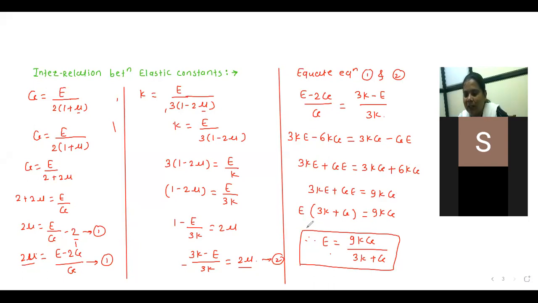From that, E we will take common. So E in bracket, what is remaining? 3K + G, which is equal to 9KG. So finally you will get E equal to 9KG divided by 3K + G. Okay, so please remember these equations. Definitely one question will be asked in your online examination or GATE examination or any type of competitive examination. So please remember this equation: E equals 9KG divided by 3K + G. Okay, please write down.